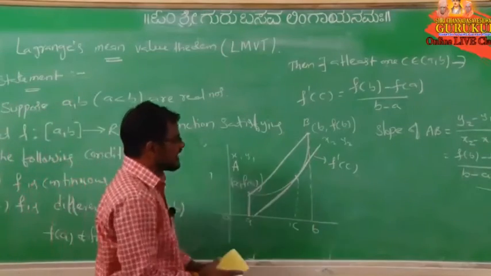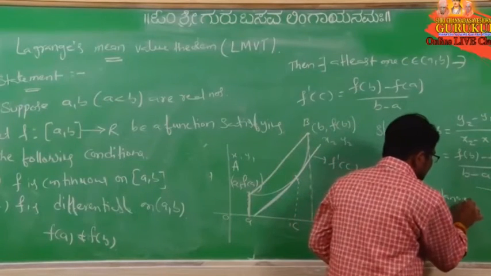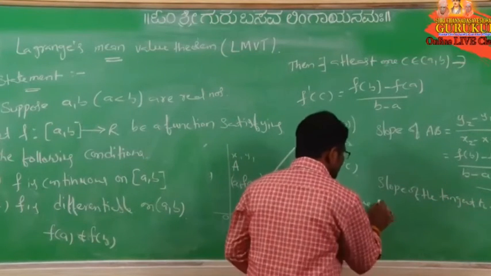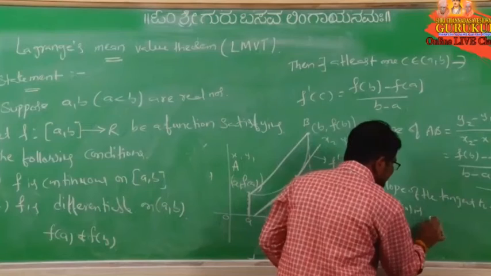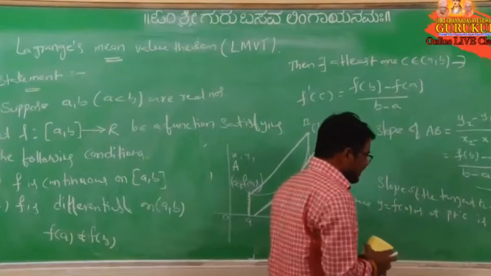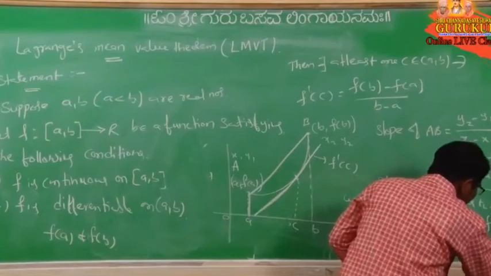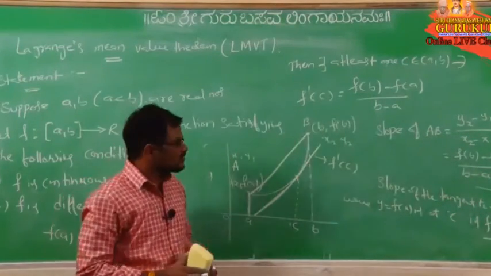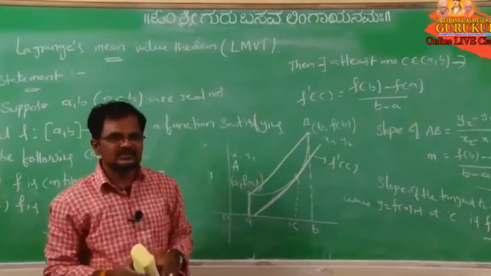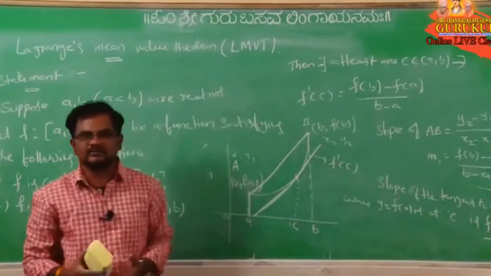Now once you observe this, the slope of the tangent to the curve y equal to f of x at point C is denoted by f dash of c. Take this as equation number 2. So this is the slope of the line AB, m1 if you take, and this is m2 you take, the slope of the tangent to the curve.